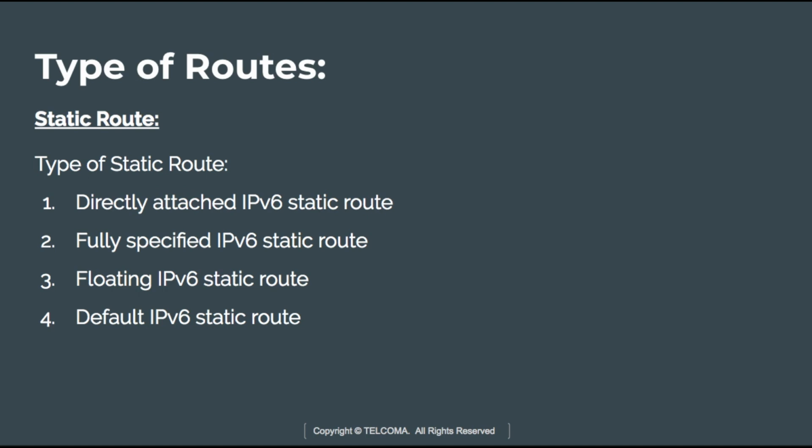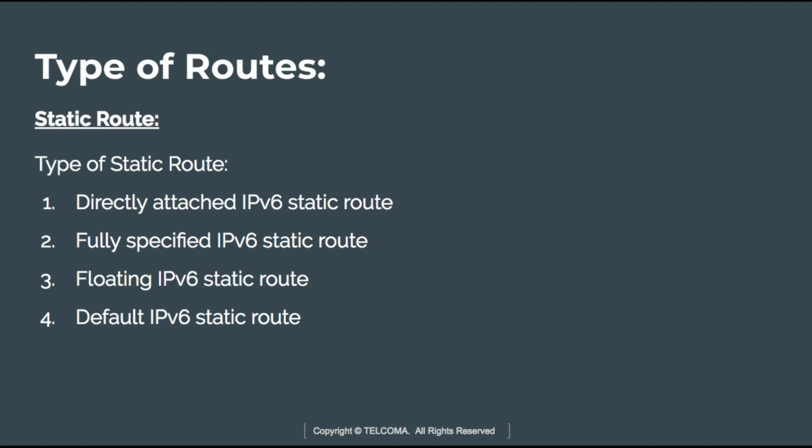First one is the directly attached IPv6 static route. A directly attached IPv6 static route is created when specifying only the outgoing interface. It means that it is used to transmit or send the packet in the network. So here the interface type number parameter will specify the interface through which the destination network can be reached. And the IPv6 prefix and prefix length parameter indicate the destination IP network and its prefix length.